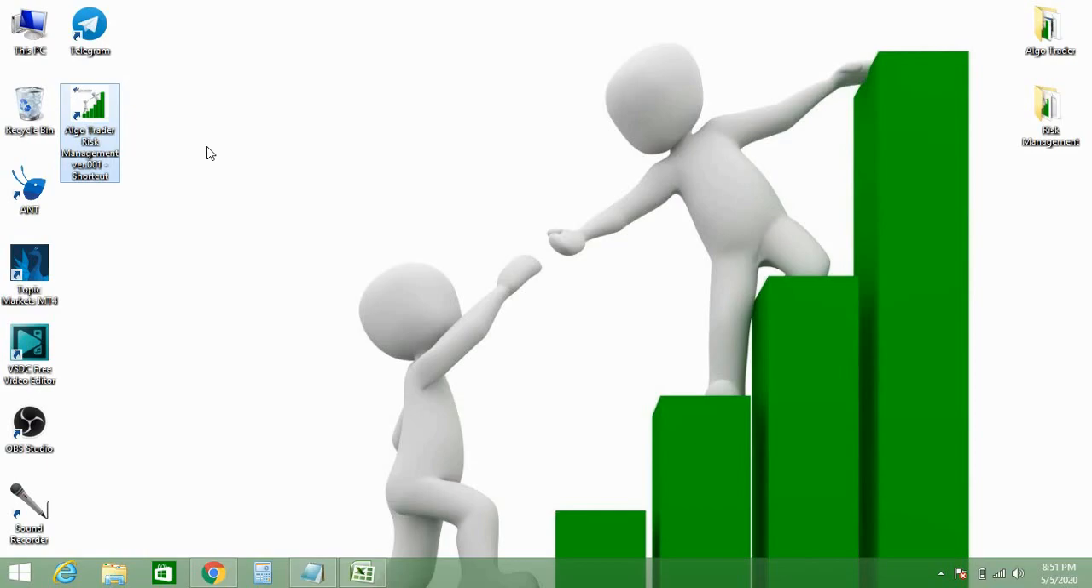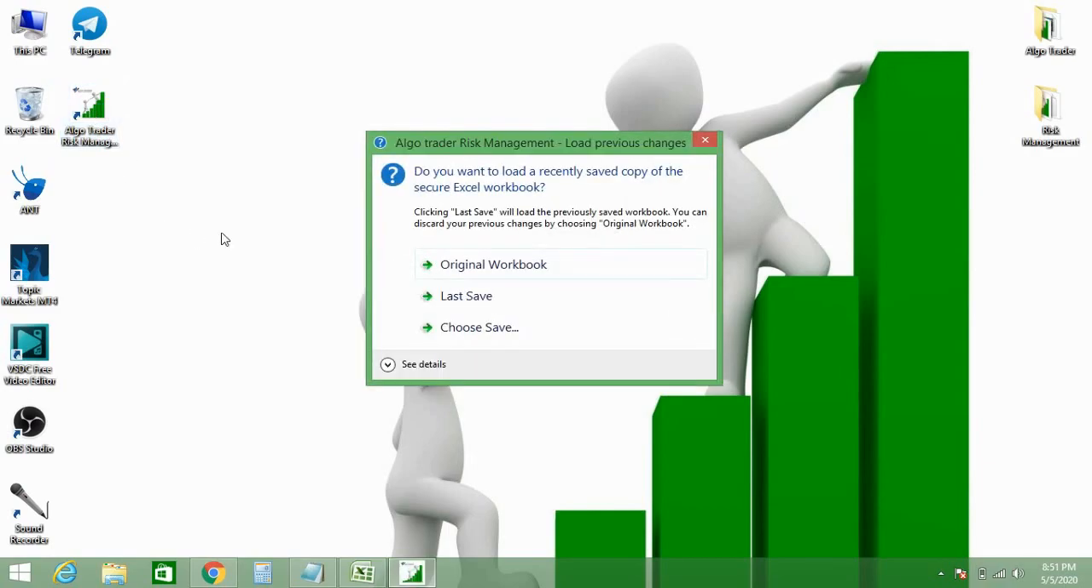I'll just go through the program quickly now. When you click it, since I've been running it several times, I'm getting three options. The first time you'll get only the original workbook, and choose save. The original workbook basically has the default values I've given you. If you want to use it, you can. Otherwise, choose save if you already made your personal template. And the last save is basically to load the last saved files. I'll go for last save because this morning I did something.